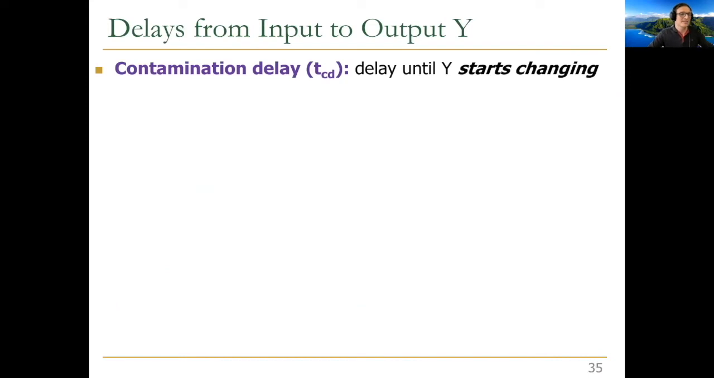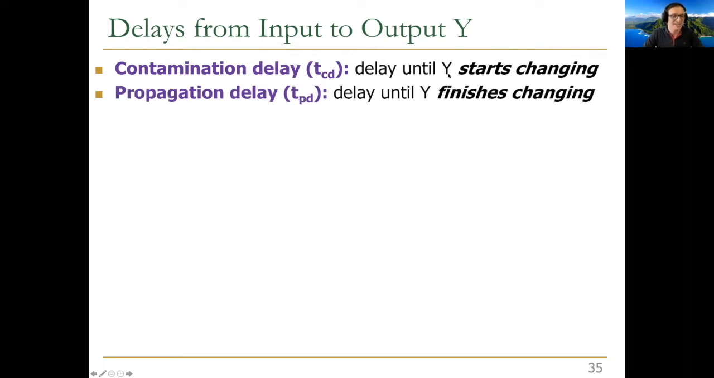Okay, so for this, let's define some, at least combinational, delay terminology. So we're going to look at the delays from an input to output, and the output will be labeled as Y. So contamination delay, TCD, is the delay until the output starts changing, and propagation delay is the delay until the output is stable, basically finishes changing. So you can think of contamination delay as the shortest possible delay and propagation delay as the longest possible delay for a given circuit, let's say.